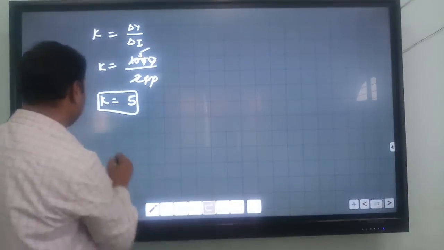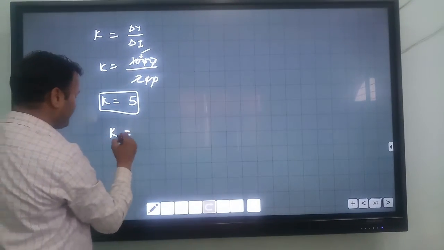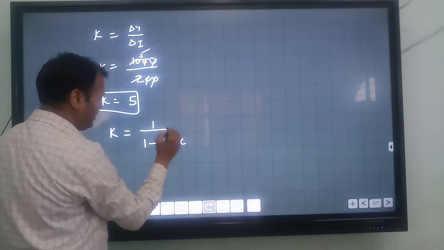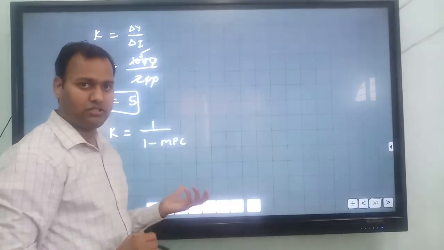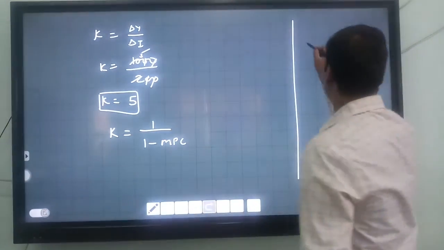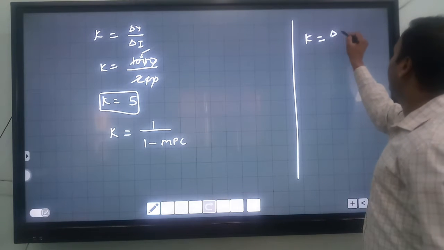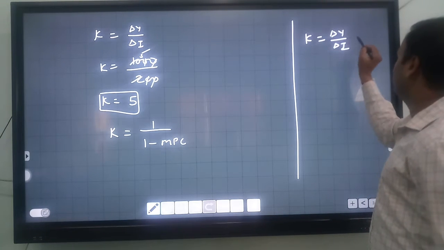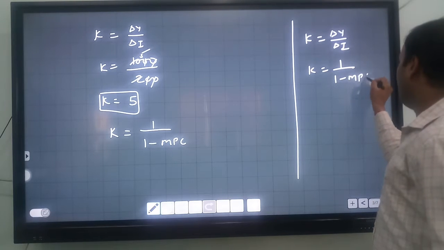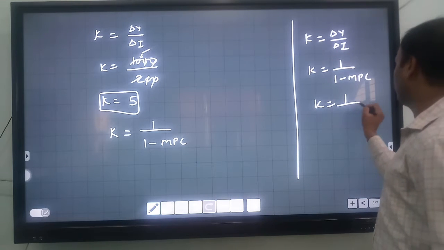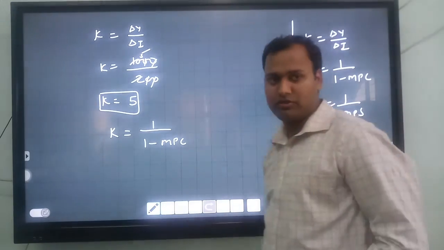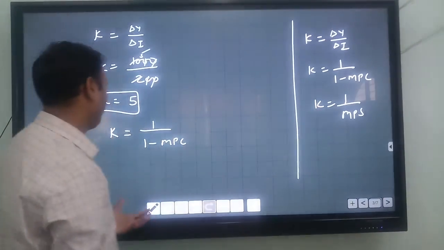Now we know that K is equal to 1 upon 1 minus MPC. The previous video already discussed the formula of K. So here there are three formulas. K is equal to delta Y upon delta I, that is formula number 1. K is equal to 1 upon 1 minus MPC. And the third one is K is equal to 1 upon MPS. So these are the three formulas of the investment multiplier.